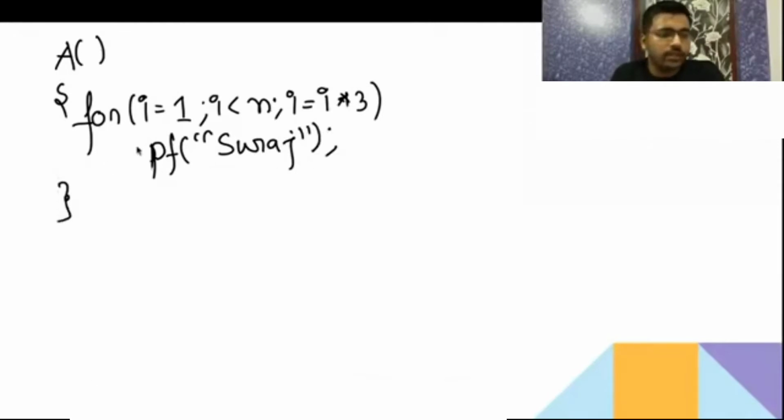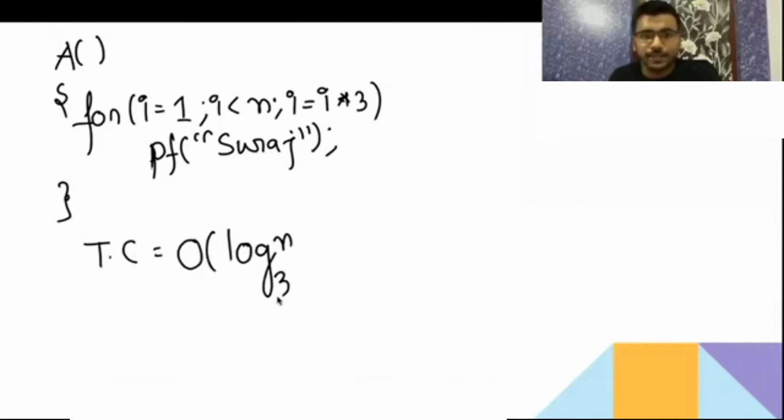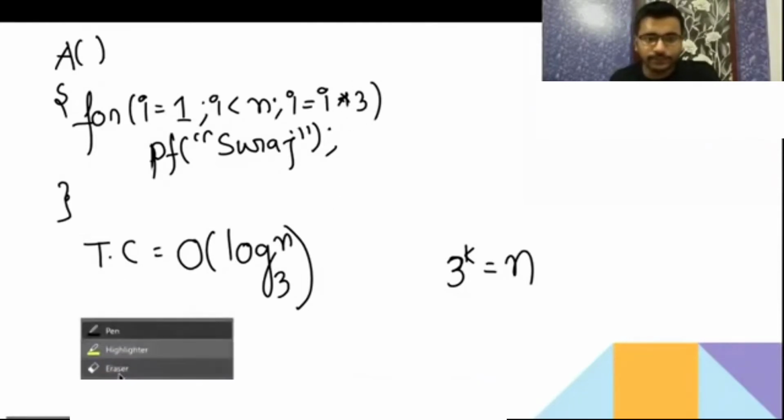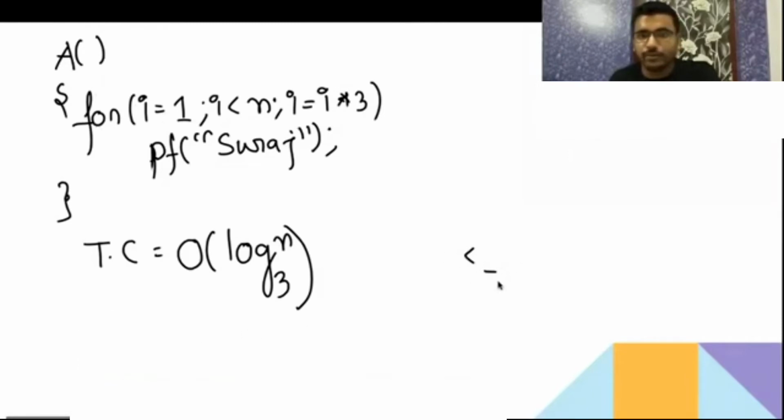Okay, I need to find the time complexity of that. So its time complexity is going to be big O of log n base 3. Now it's going to be base 3, so it will be 3 to the power k when it is equal to n. Same way it will go, i is growing with 3. You can take an example. Let me show you how it will be.